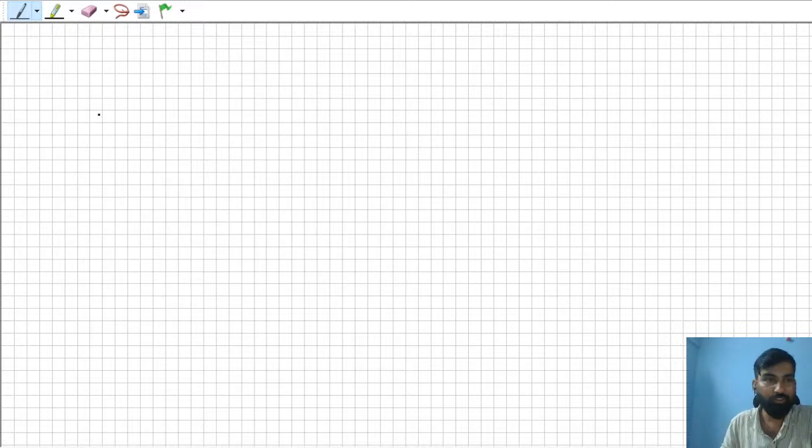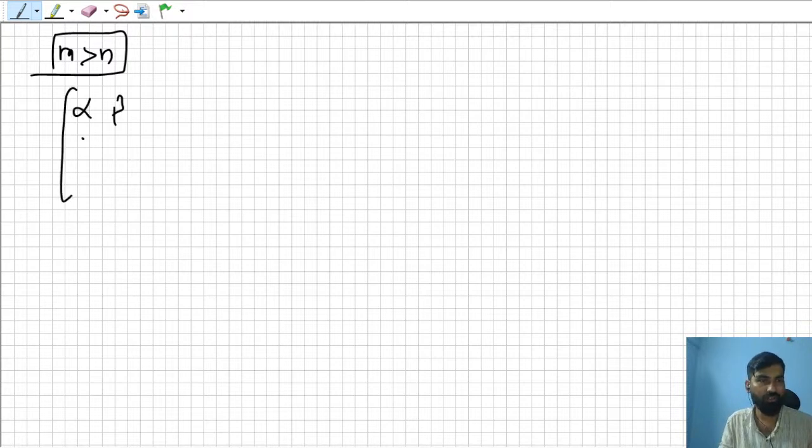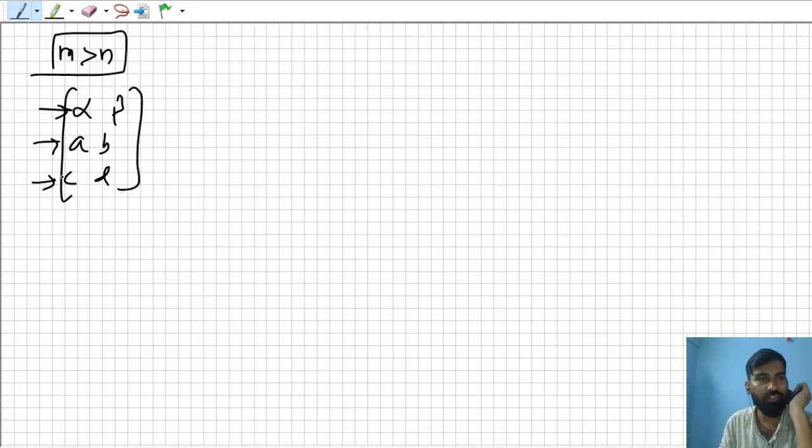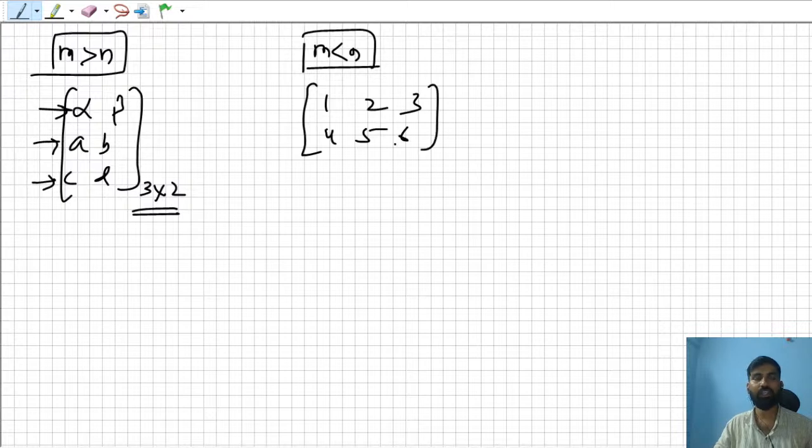Now, coming to Devans' doubt. m greater than n means the number of equations is greater than the number of unknowns, so there are more rows, like alpha, beta, a, b, c, d. Here 3 rows are there and it is a 3 by 2 matrix. m less than n means the number of equations is less than the number of unknowns, like 1, 2, 3, 4, 5, 6. Here it is a 2 by 3 rectangular matrix.